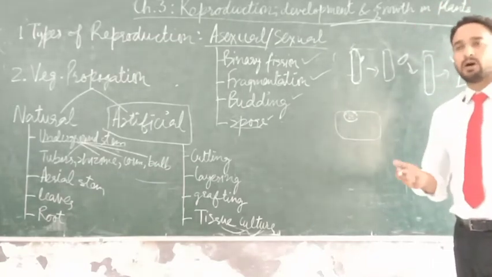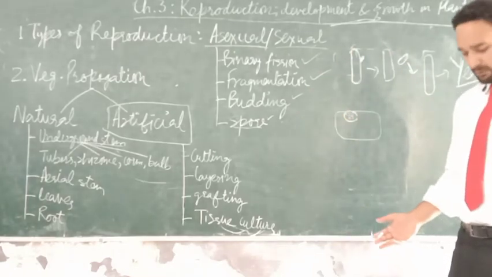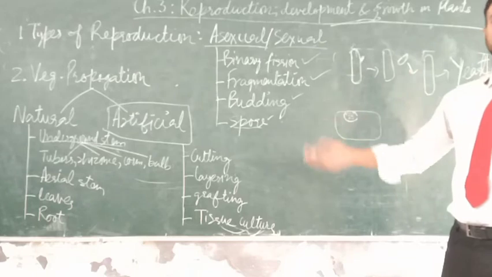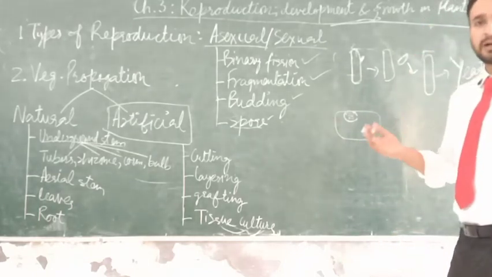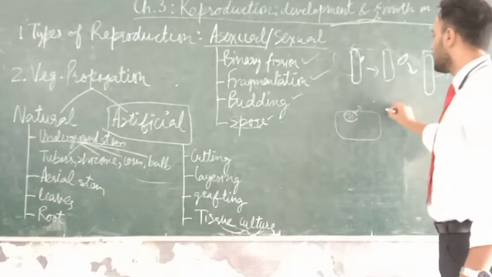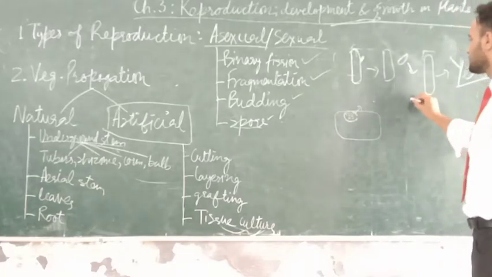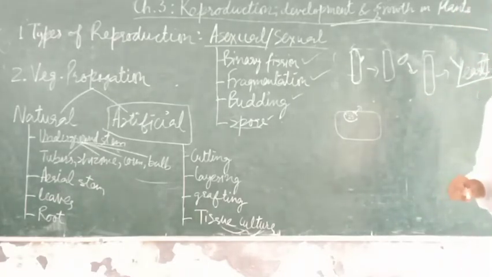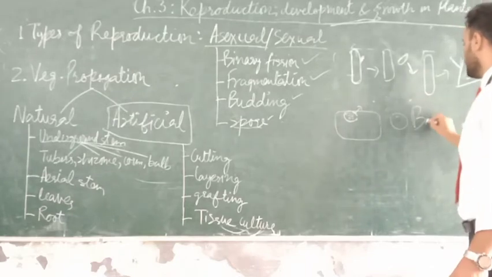This thickened wall protects the spores from the unfavorable conditions outside, or it protects the spores from desiccation. On return of favorable conditions, this wall breaks up and the spores are released, and each spore is capable of growing into a new individual.